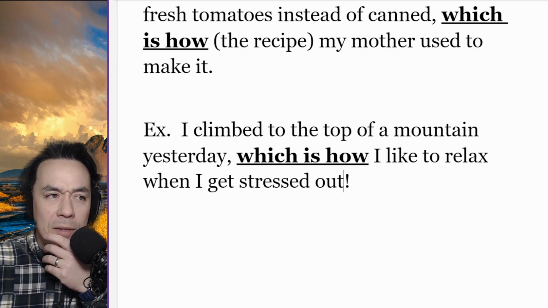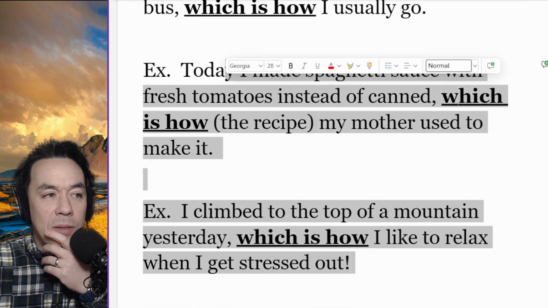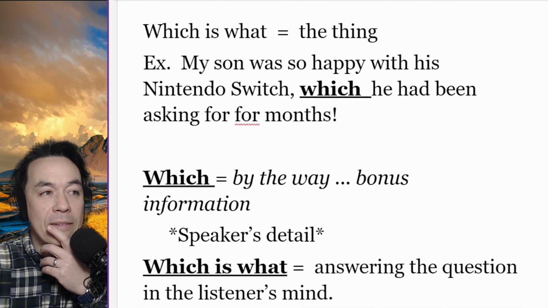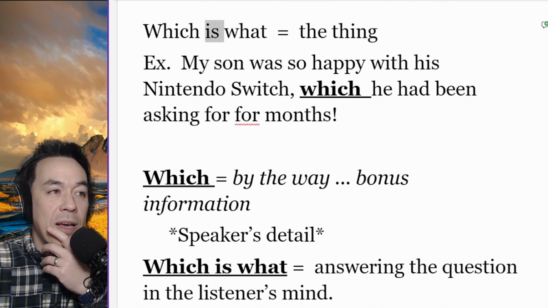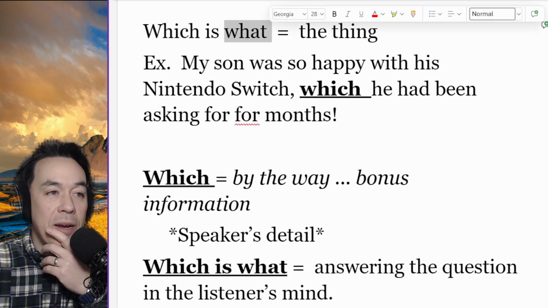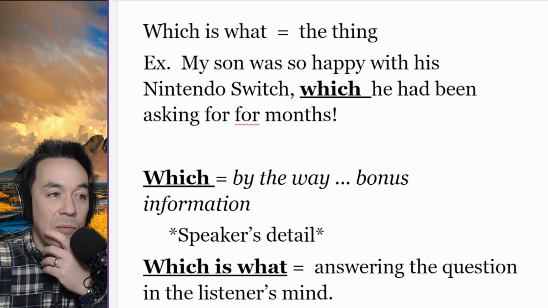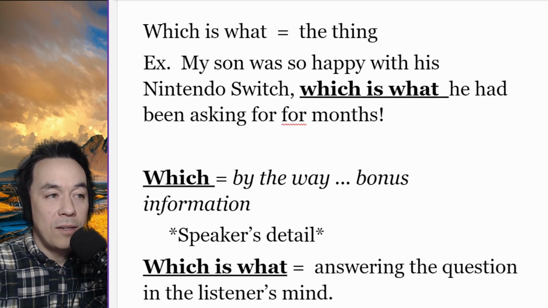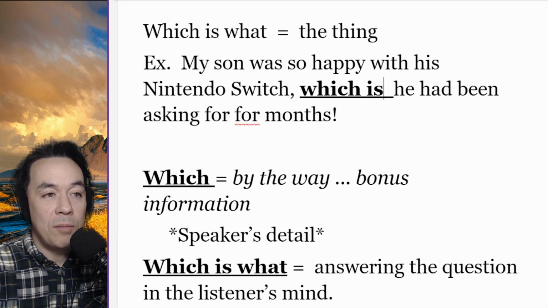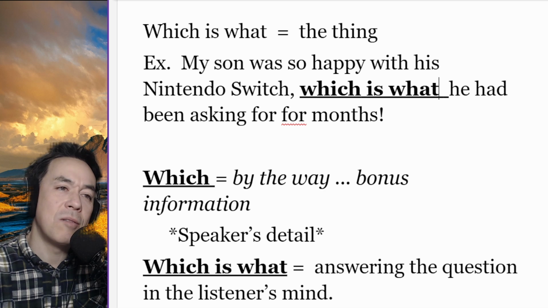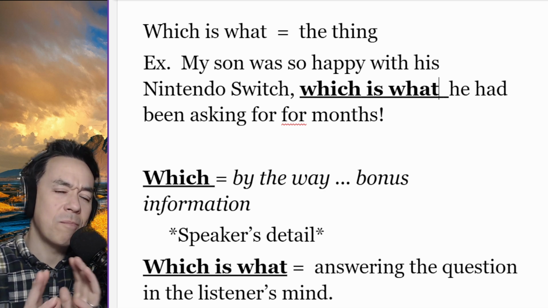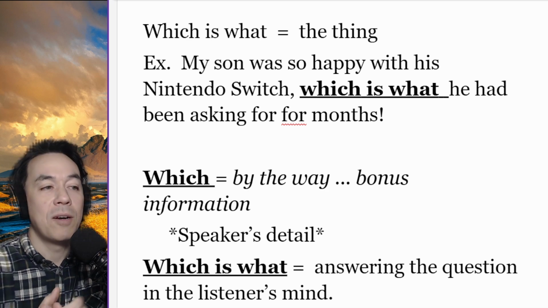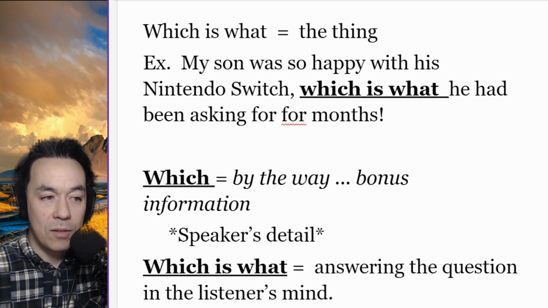So these ones are a little bit easier. The one that is trickier is which is what. It's because you're saying that item, that is the item. My son asked how with his news, which is what he had been asking for, which he had been asking. Maybe only that one. It's very, very similar, but you should know that we do use this style.